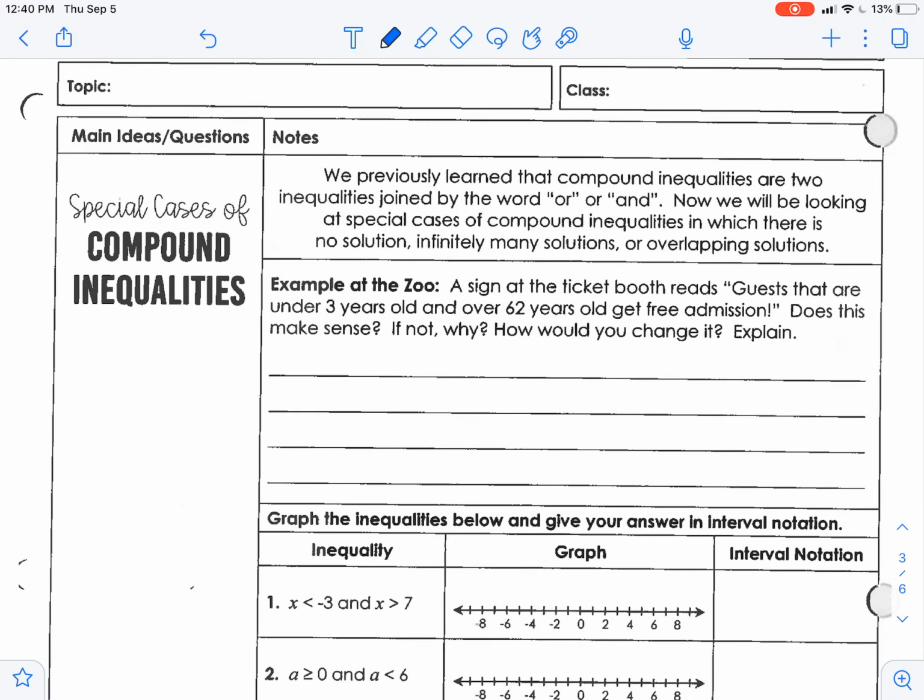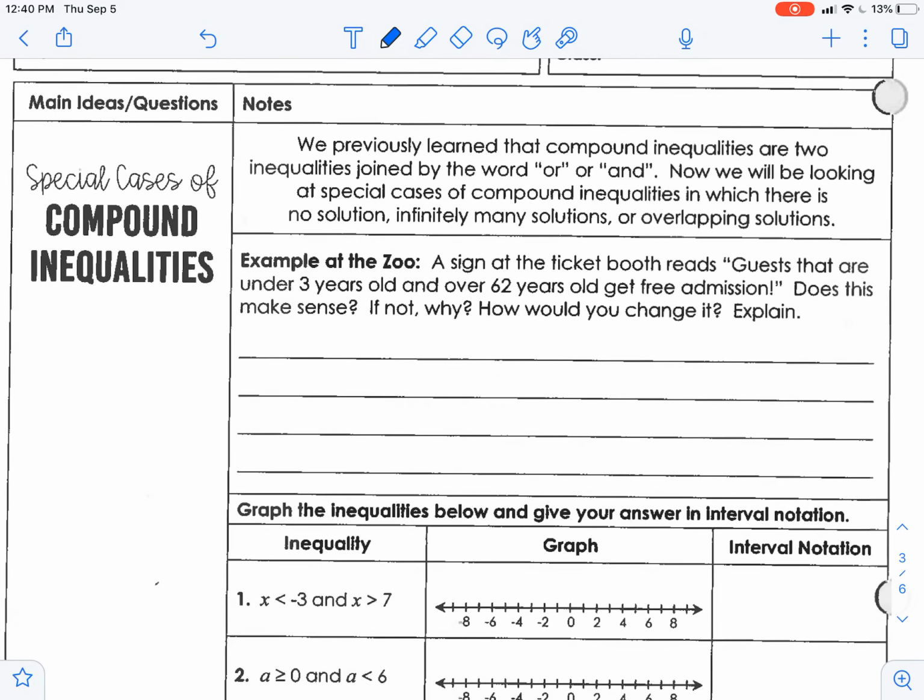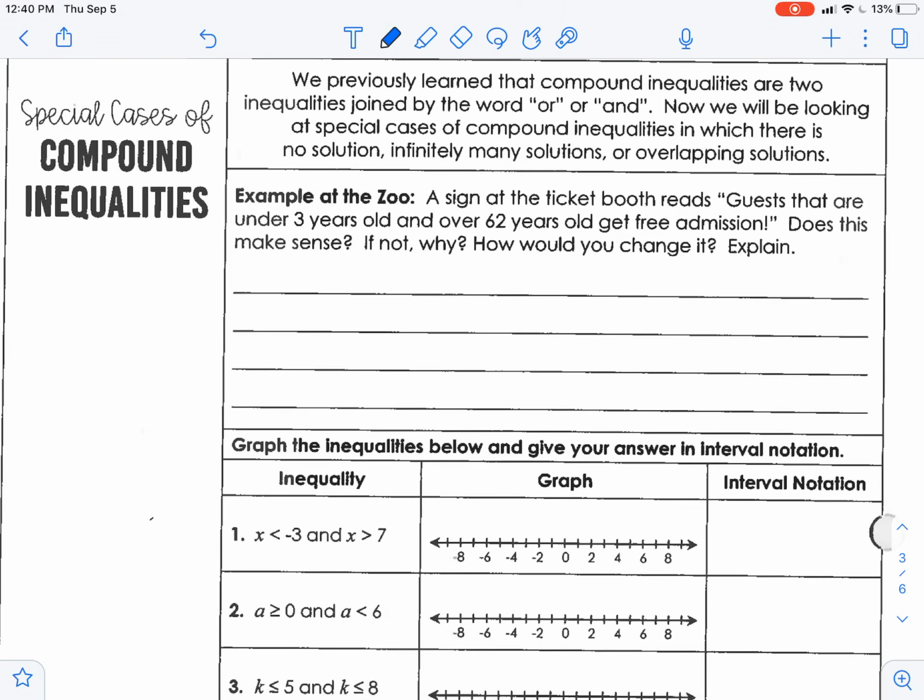Okay, so after the last one, I told you we were going to talk about special cases. And so that is what we're going to be looking at now. There's an actual example here for you on there. And listen to the wording of it.